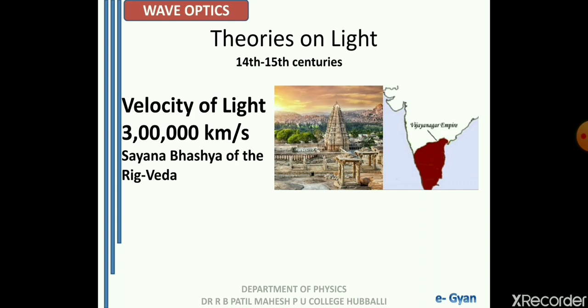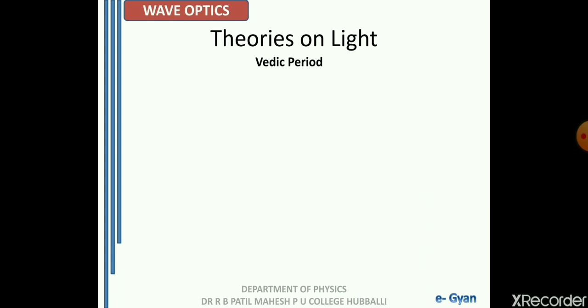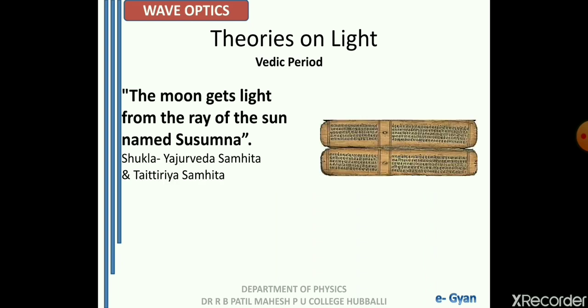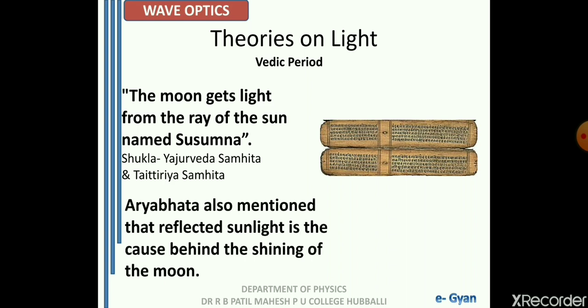So we also had certain ideas about what light is. Much before Sayana, in the Vedic period, in Shukla Yajurveda and Taittiriya Samhita, a quote says that the moon gets its light from the ray of the sun called Sushumna. What does this mean? This means that the moon does not have its own ray of light. Aryabhatta further explained that the reflected sunlight is the cause behind the shining of the moon. So we knew the phenomenon of reflection.